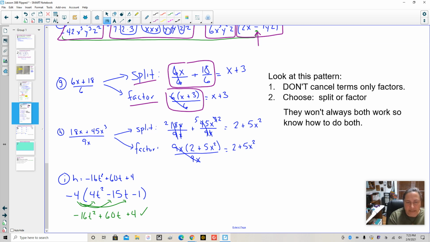So this one, I can split it or I can factor it. In this case, I split it into 2 terms with a common denominator. 9x went under both of them, right? And then I cleaned everything up. I ended up with 2 plus 5x squared.